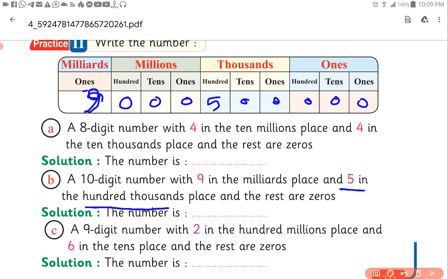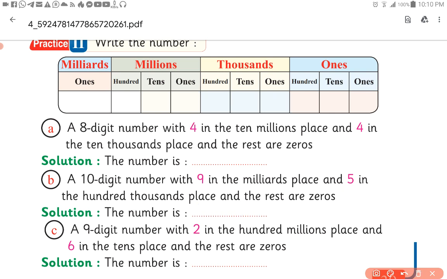Read the number. You will separate: 9 milliard and 500,000.